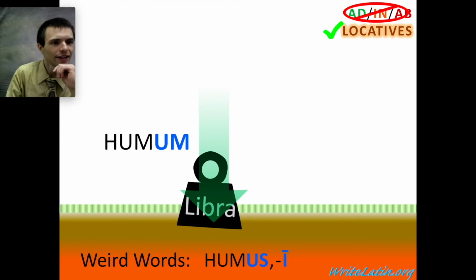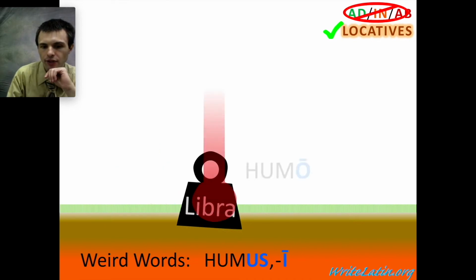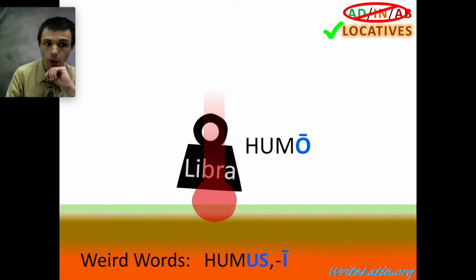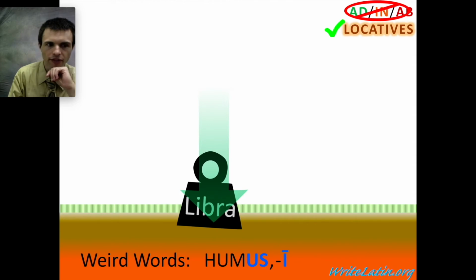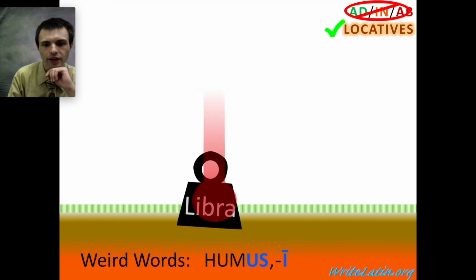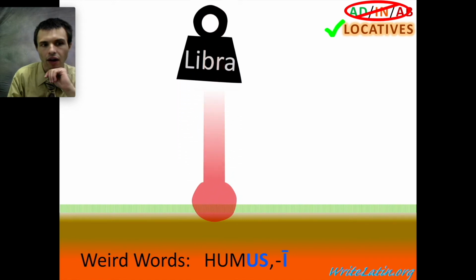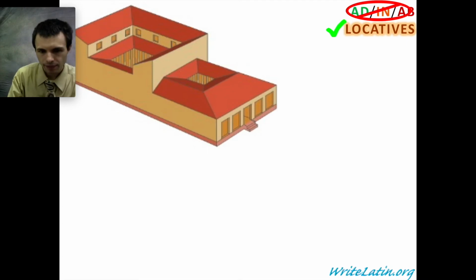Bong. It fell humum. Now it is humi. So let's pick it up. Humo. Alright, you try it. Boom. It fell what? Humum. So now it is what? Humi. So pick it up. What? Humo. Very good.